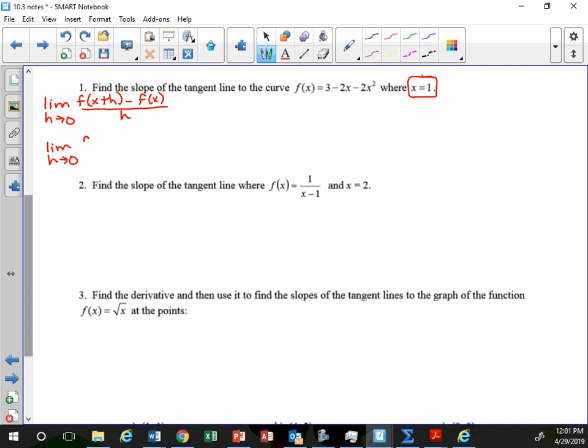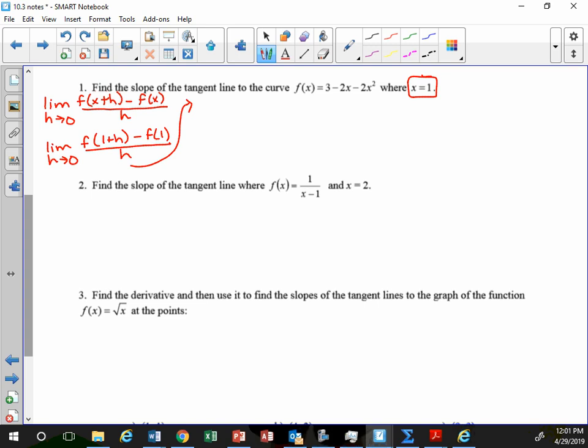So what that means is instead of f of x plus h, I'm looking for f of 1 plus h minus f of 1 all over h. And guys, you are a little tight for room on this one, okay? So you write huge, write smaller.